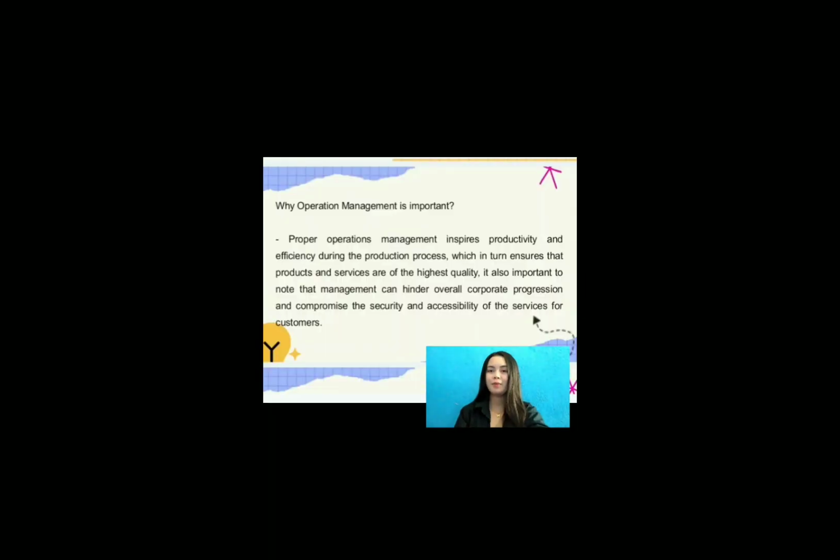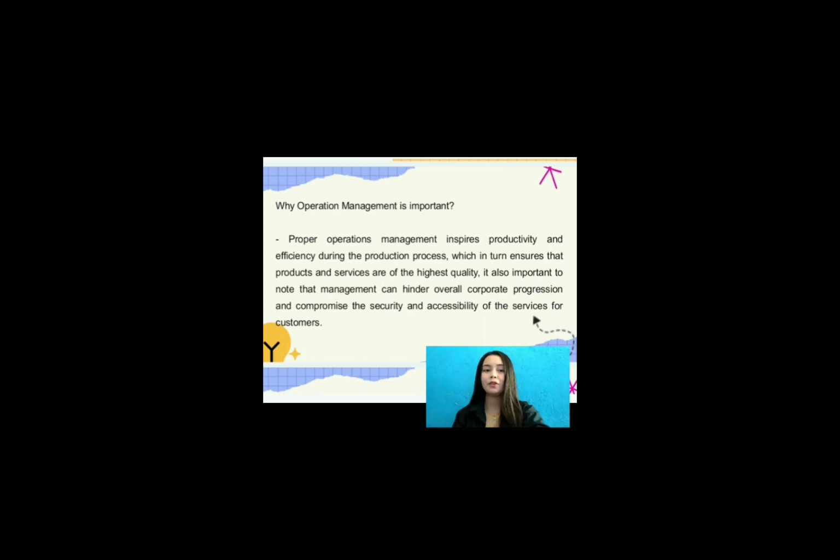Today I will be discussing why operation management is important and also the 6 responsibilities in operation management. So why is operation management important? Proper operation management inspires productivity and efficiency during the production process, which in turn ensures that products and services are of the highest quality.